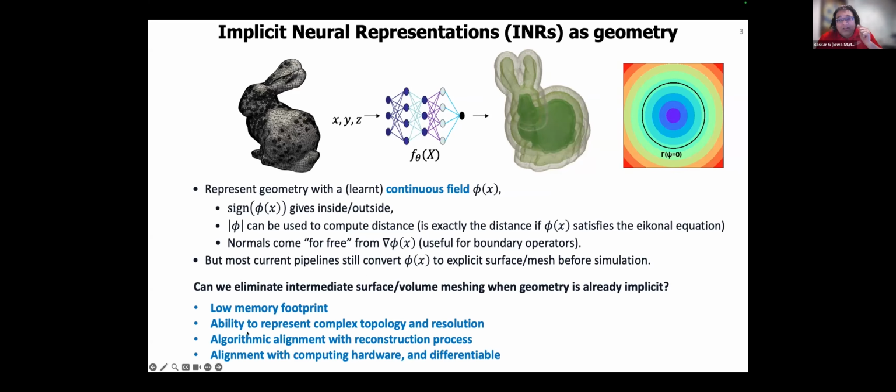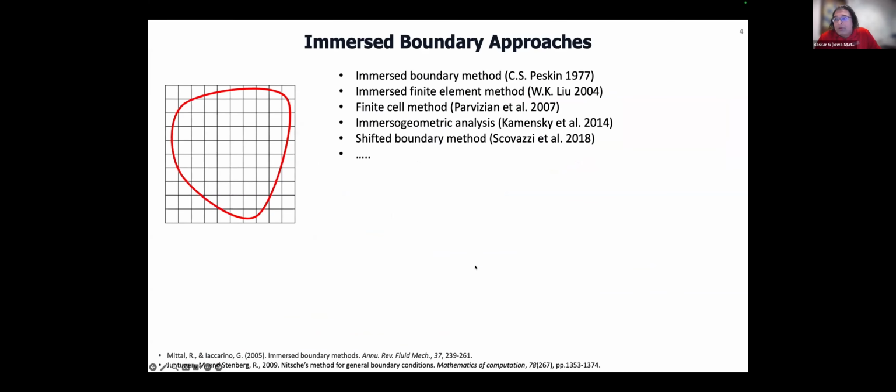And then you're able to represent very, very complex topologies at arbitrary resolutions if you train this implicit neural representation. And then there's algorithmic alignment, right? So in the previous slide, I showed you a couple of novel techniques that give you, from scenes or from point clouds or from STLs, the ability to construct these implicit neural representations using AI-based techniques. So there's algorithmic alignment with things that are already being done. And then there's alignment with computing hardware, right? This works perfectly well on a GPU.